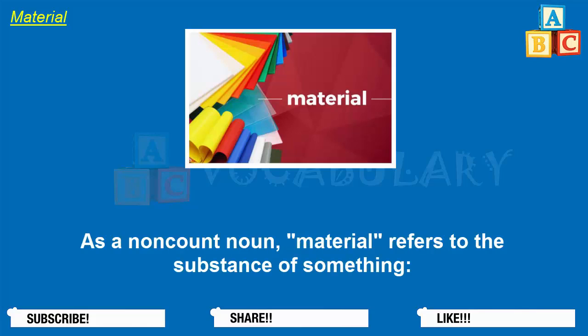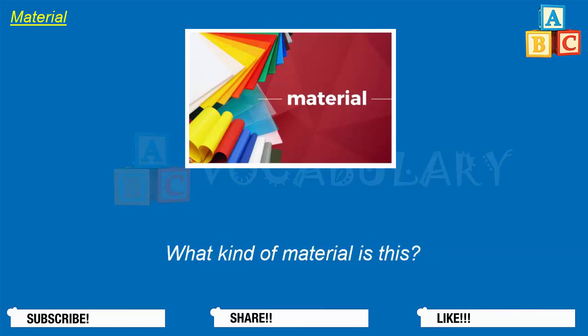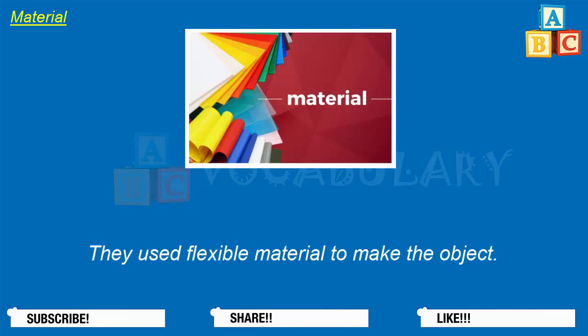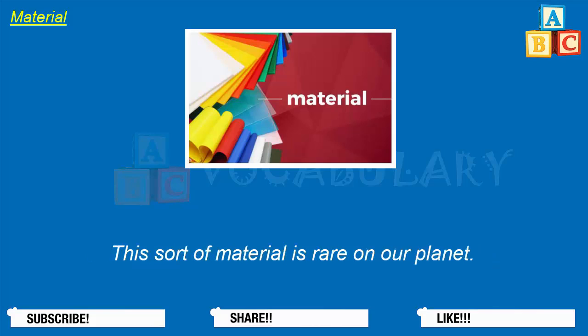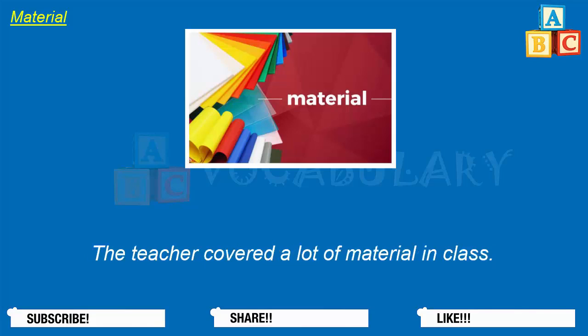As a non-count noun, material refers to the substance of something. What kind of material is this? They used flexible material to make the object. This sort of material is rare on our planet. The teacher covered a lot of material in class.